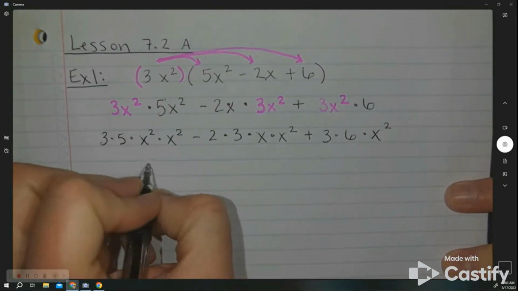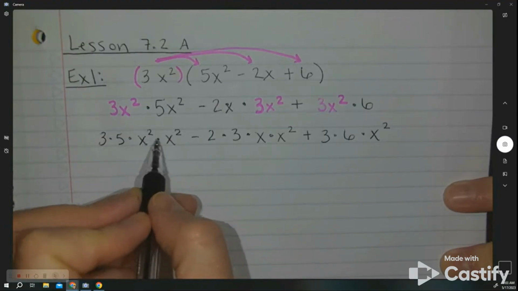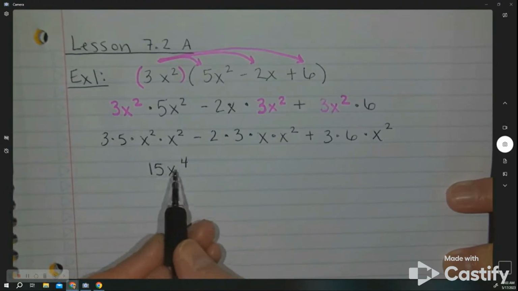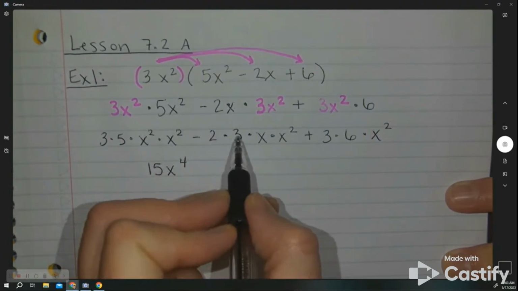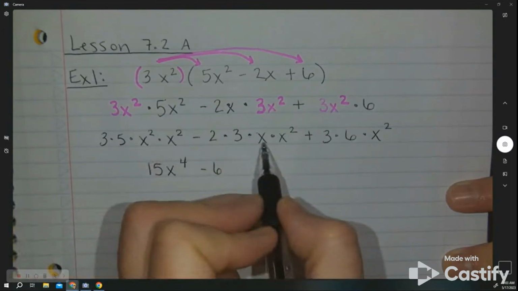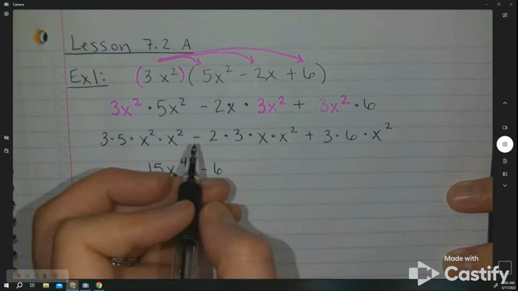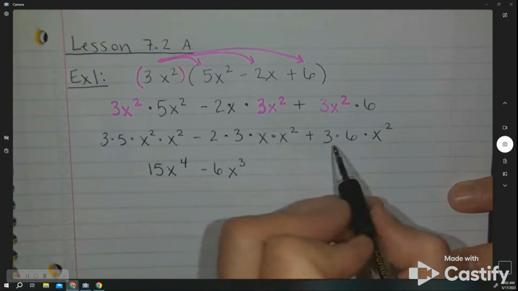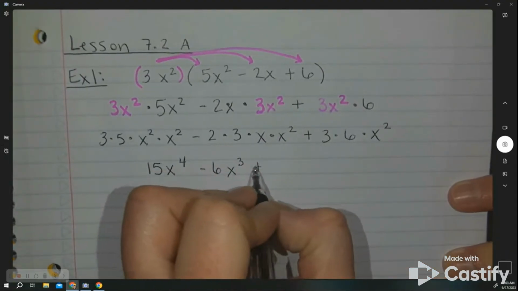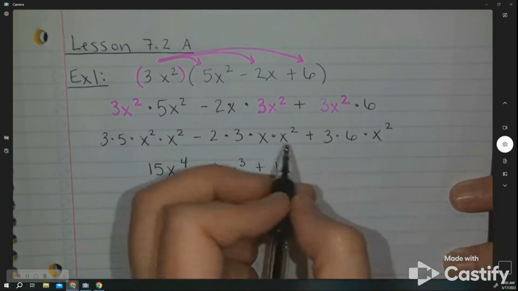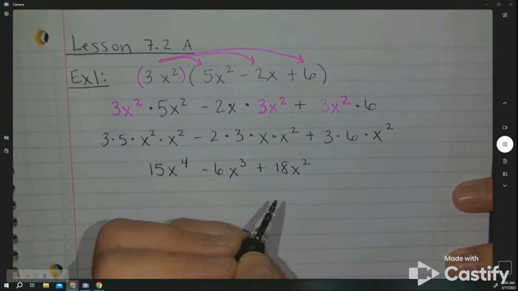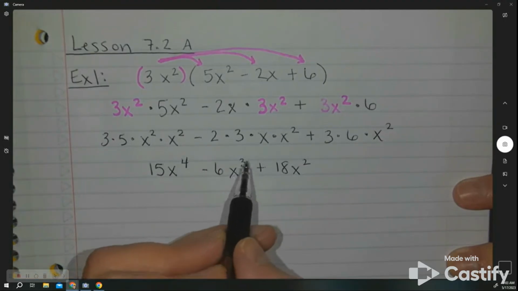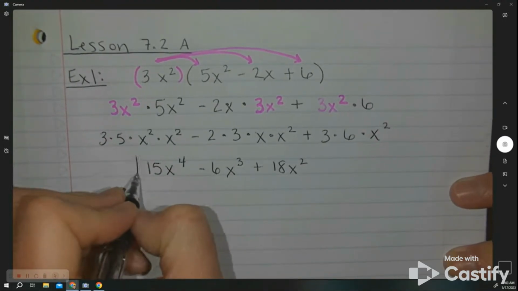So 3 times 5 gives me 15. X squared times x squared, I keep the base, add the exponent, so that becomes 15x to the 4th. Negative 2 times positive 3 is negative 6. X to the 1st times x squared, I keep the base, add the exponent, so 1 plus 2 is 3. 3 times 6 is 18. And this one I just have x squared, so I'm going to continue to write that on there. So our final answer for this one is 15x to the 4th minus 6x to the 3rd plus 18x squared.